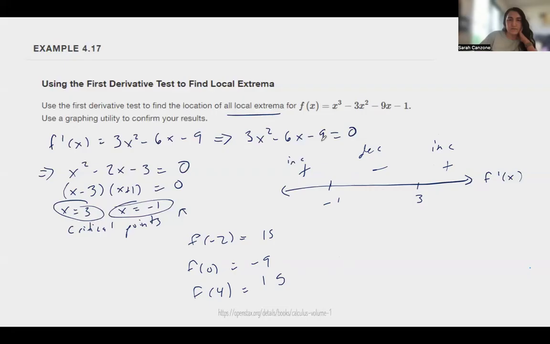At negative 1, we go from increasing to decreasing, which tells us that we have a maximum. So x equals negative 1 is a maximum. X equals 3 goes from decreasing to increasing, and we see that means that it's a minimum. All right, and that's all we're being asked for, is to find the location of the local extrema. And location in this case is referring to the x value location.